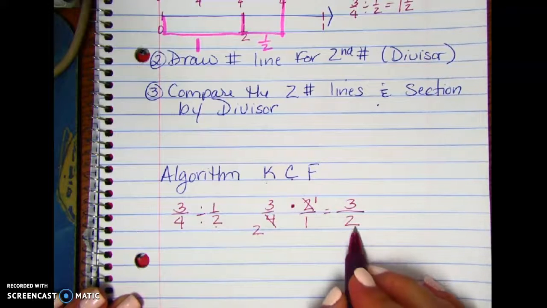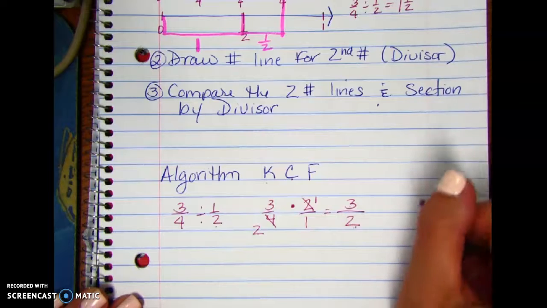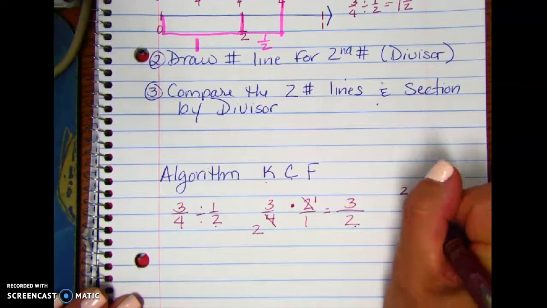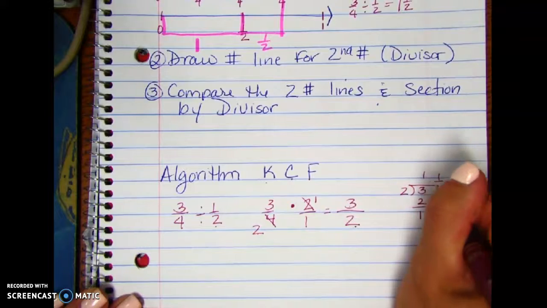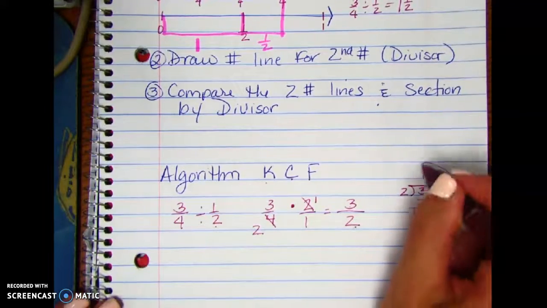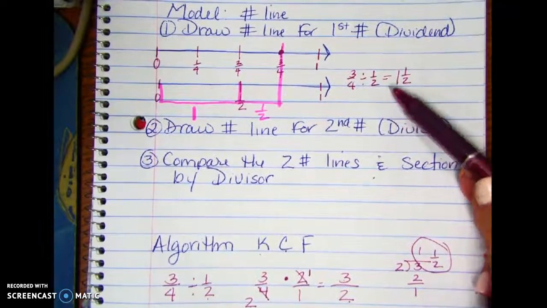Now I have to convert this back to a mixed number because it is improper. The numerator is greater than the denominator. And there you have it, 1 1/2. And that does equal what we have up here, 1 1/2.